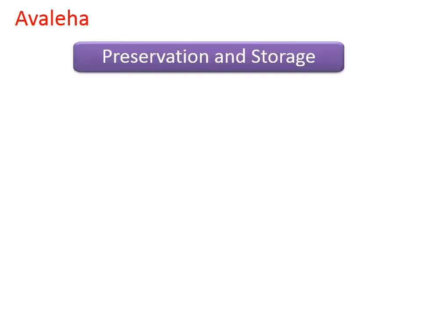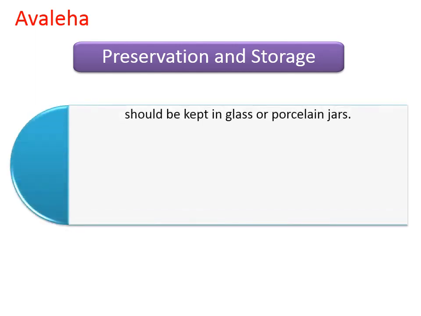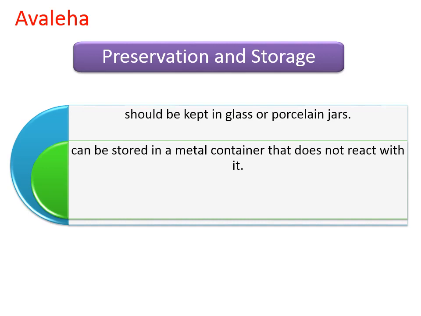Last, preservation or storage. The formulation should preferably be kept in glass containers or porcelain jars. Glass is preferred because through a clear glass container, we can observe the presence of fungus. Second, it can be stored in a metallic container, provided the metal should not react with it. So usually copper or brass containers are preferred. Also, that depends upon the drugs used in the formulation.